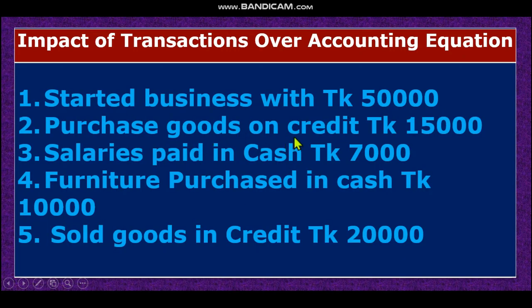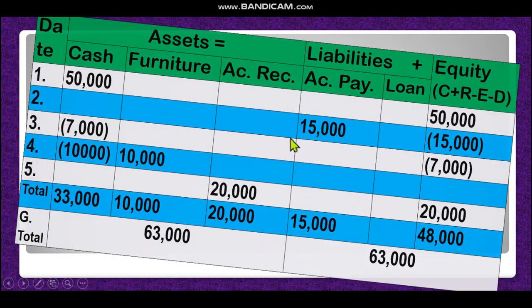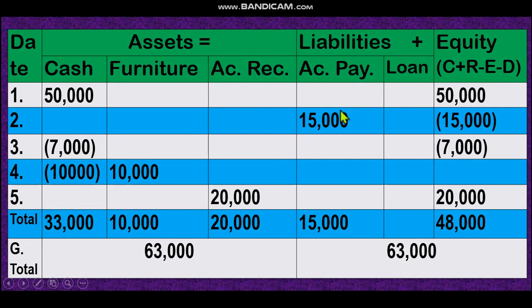Look at purchase goods on credit, that means we purchase goods on credit. By this transaction what happened? Purchase is an expense account, and you know that if there is expense, equity decreases. On the other hand, we purchase it on credit, that means our liability increases. Look at the solution. Accounts payable, liability increases and equity decreases. That means every transaction impacts the accounting equation.